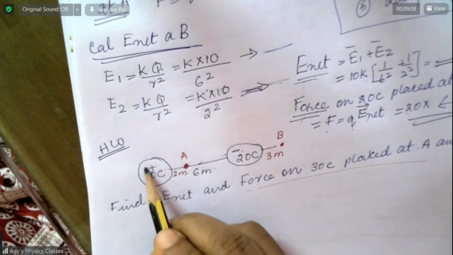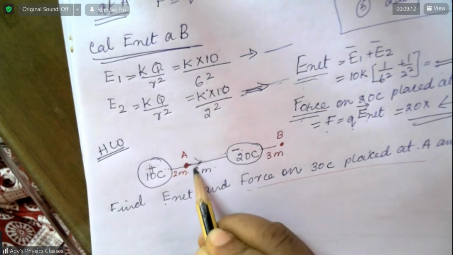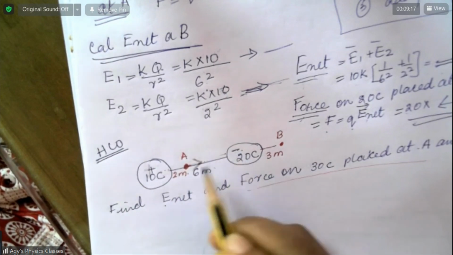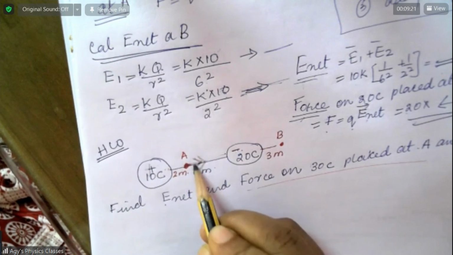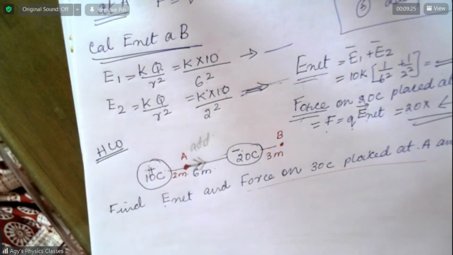Okay, let us see. This is positive. Positive charge field is always away, this way. This is negative charge. Negative charge field is towards. So both are in the same direction. So you add. Very good.